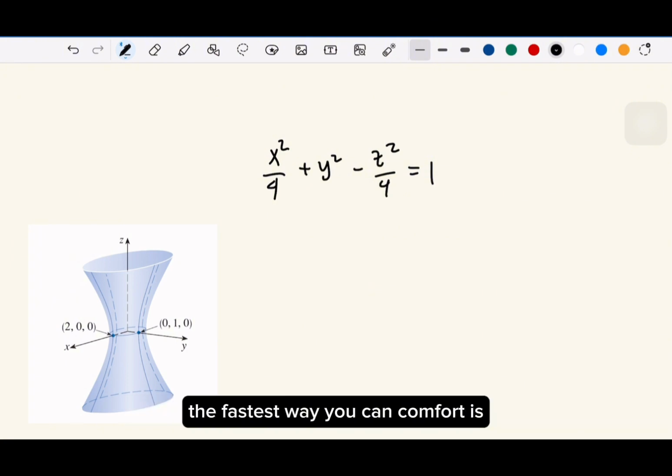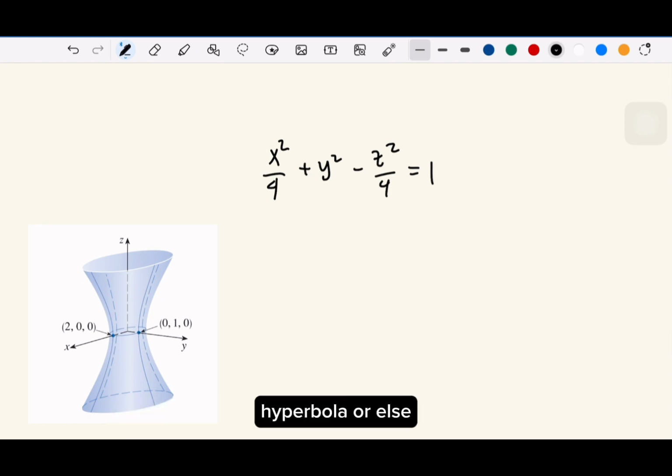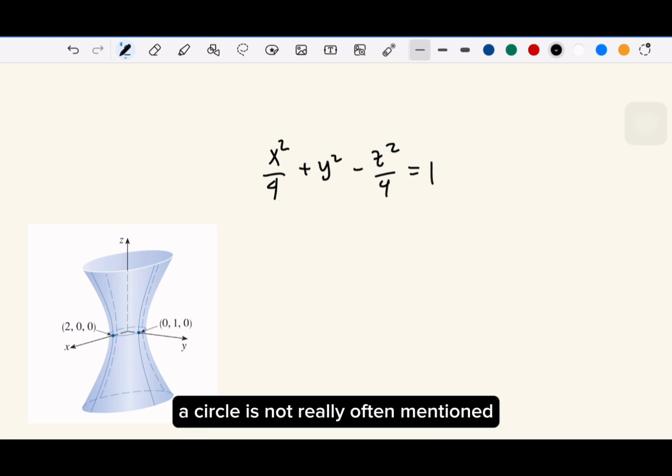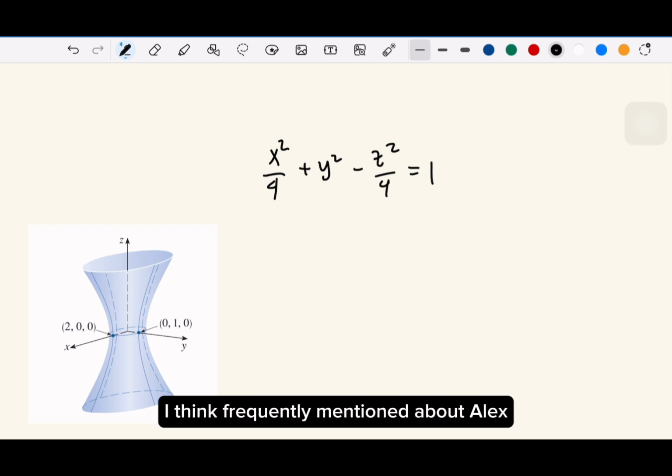As long as you know the combinations, one way to check, the fastest way, is to cover one variable and imagine what the trace is. It is an ellipse, maybe a parabola, maybe a hyperbola. Only three conic sections are possible: parabola, hyperbola, or ellipse or circle. The circle is not often mentioned; ellipse is mentioned more frequently.